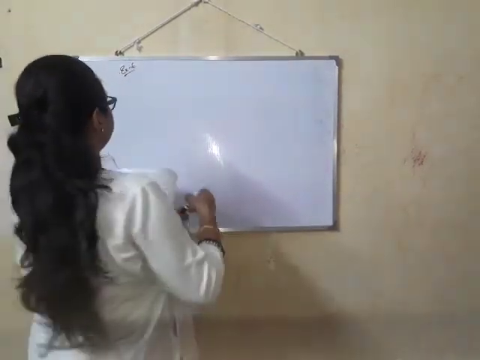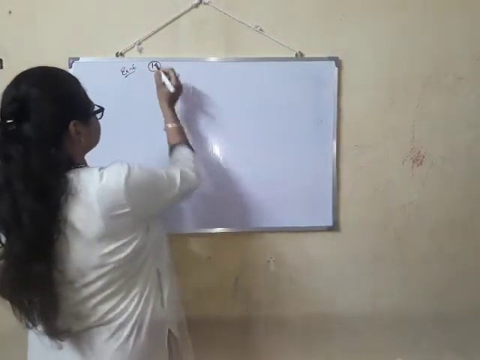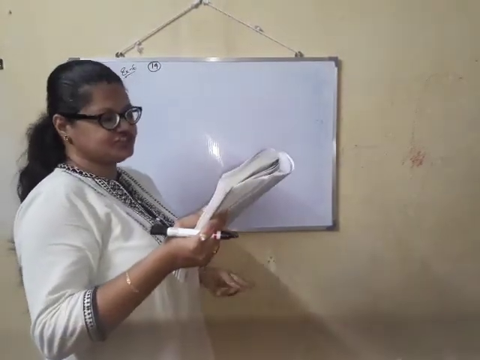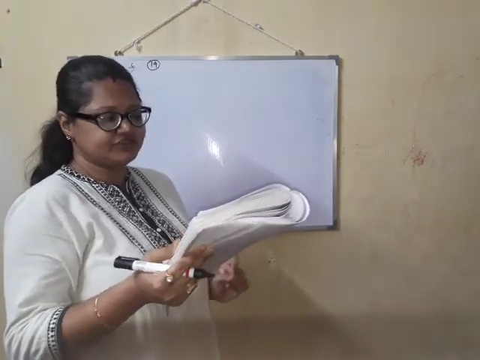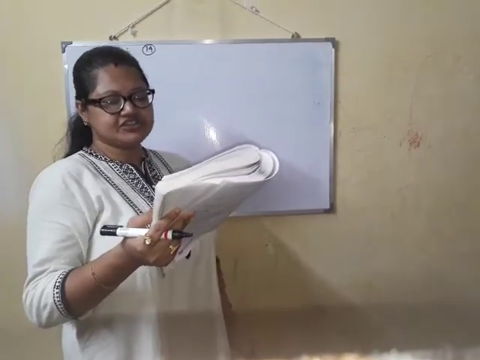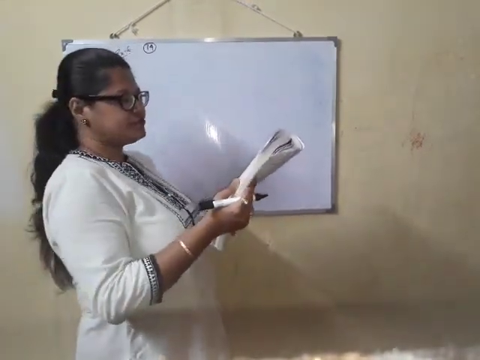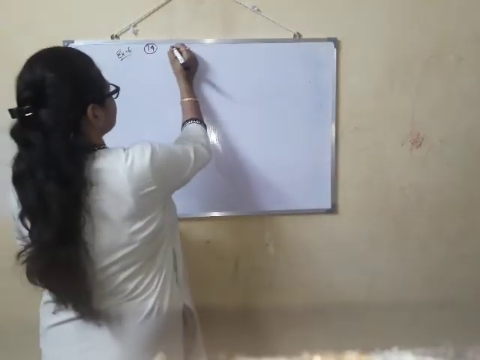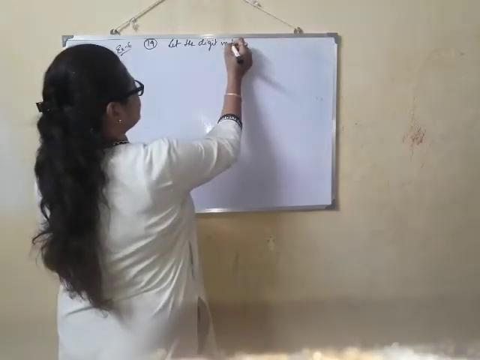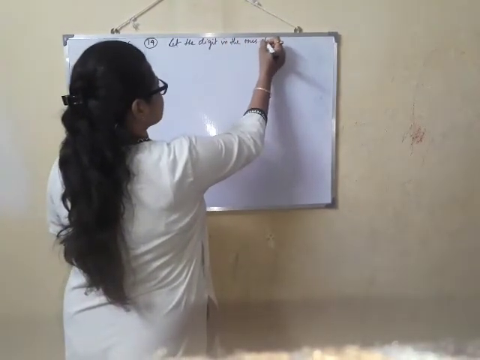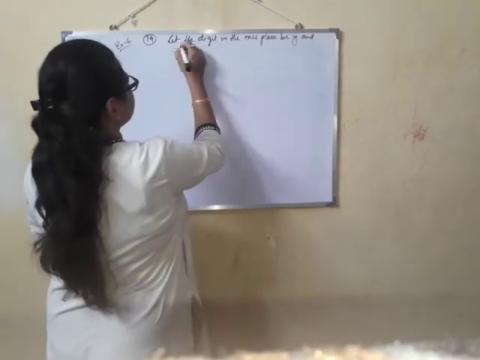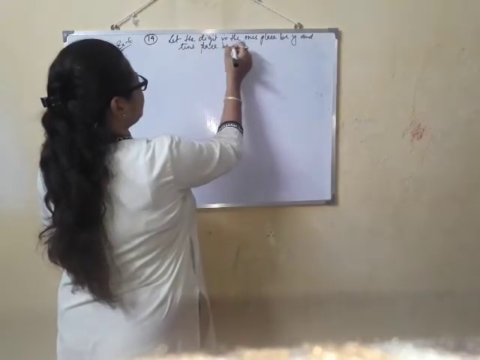That is sum number 14. What do we see in sum number 14? A number of 2 digits exceeds 4 times the sum of its digits by 6 and it is increased by 9 on reversing the digits. Find the number. So first what we do is that we take, let the digit in the ones place be y and the tens place be x.